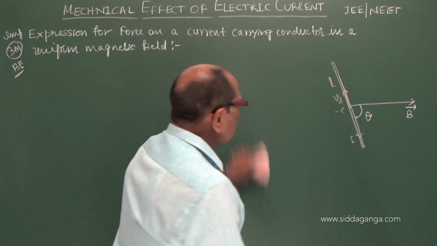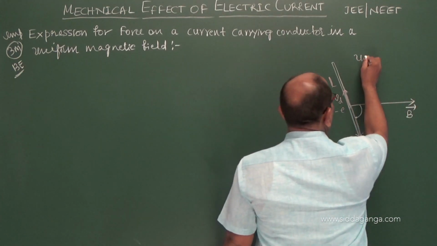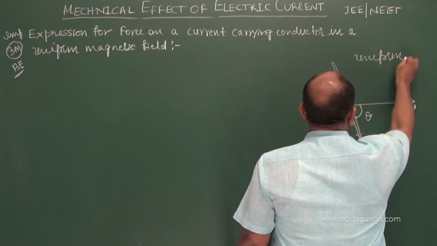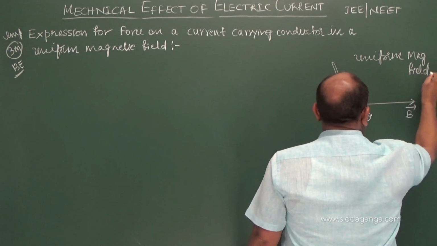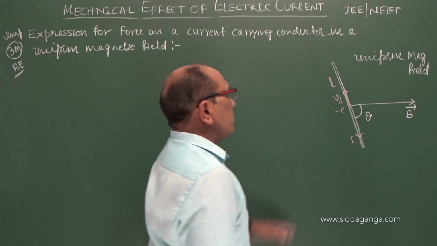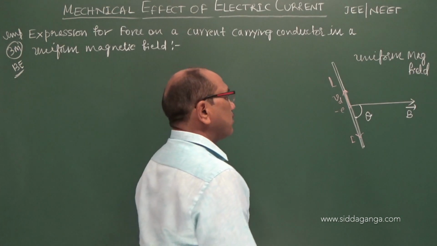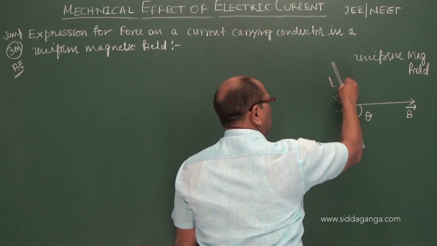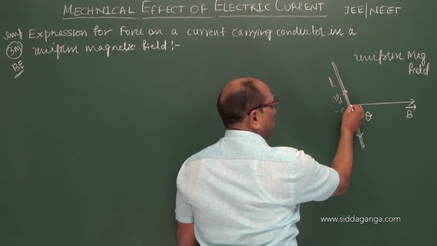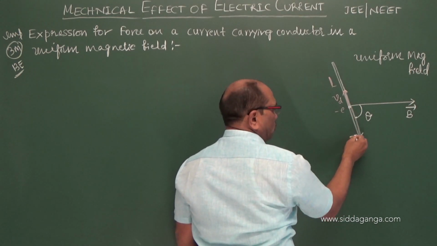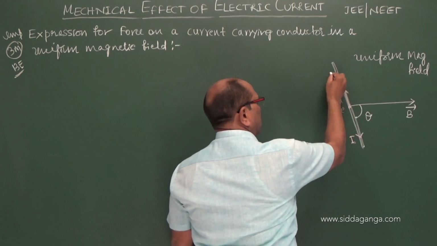Let us come to it. I have taken a uniform magnetic field B, parallel to the board from left to right, with the entire conductor in this uniform magnetic field B. L is the length of the conductor which carries the current I. The drift velocity of the electrons of the conductor that constitute this current is in the opposite direction. Length of the conductor is L.